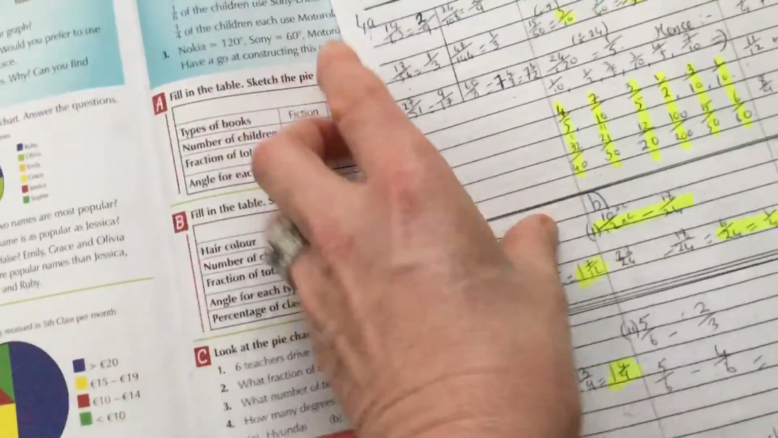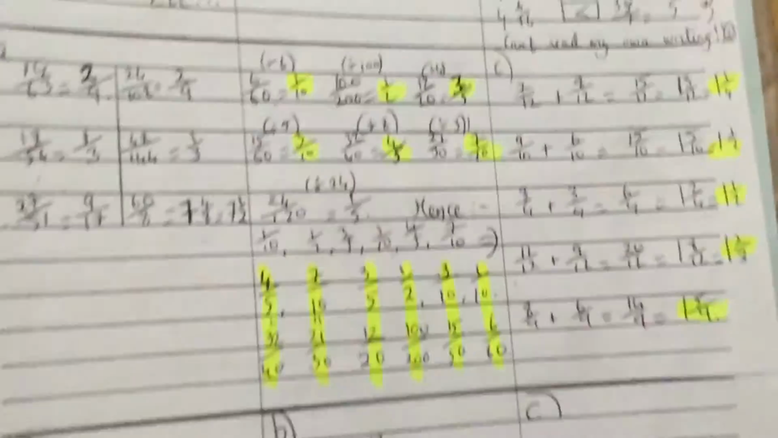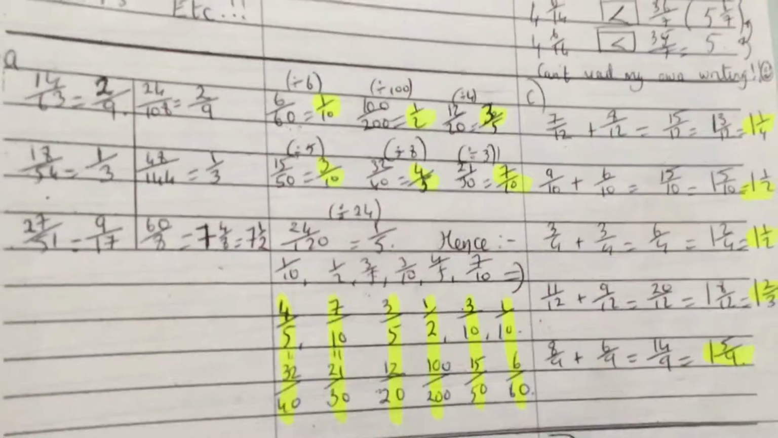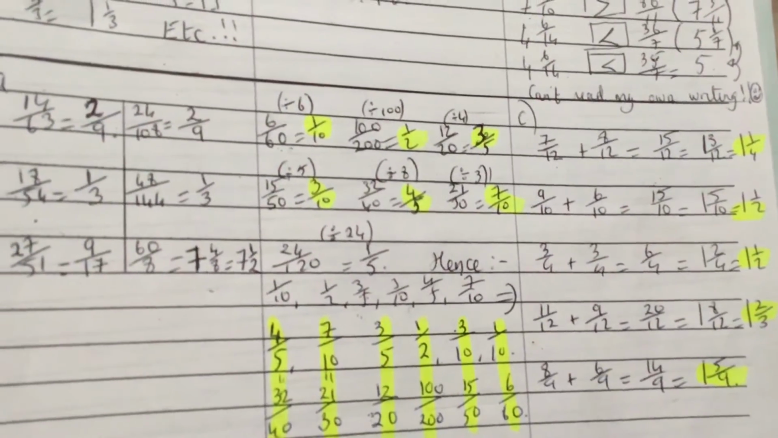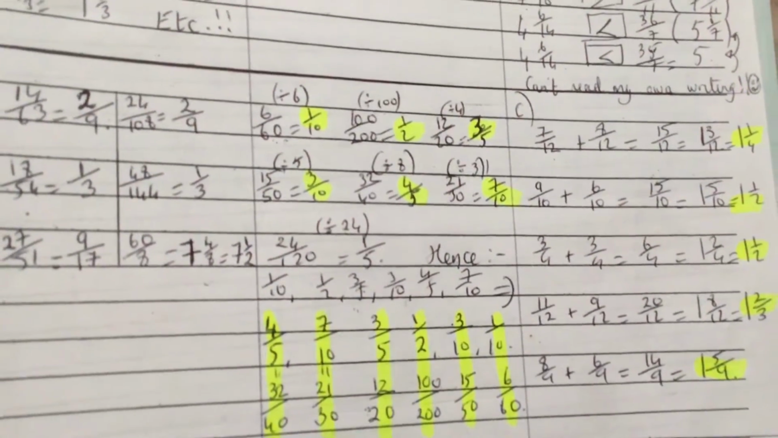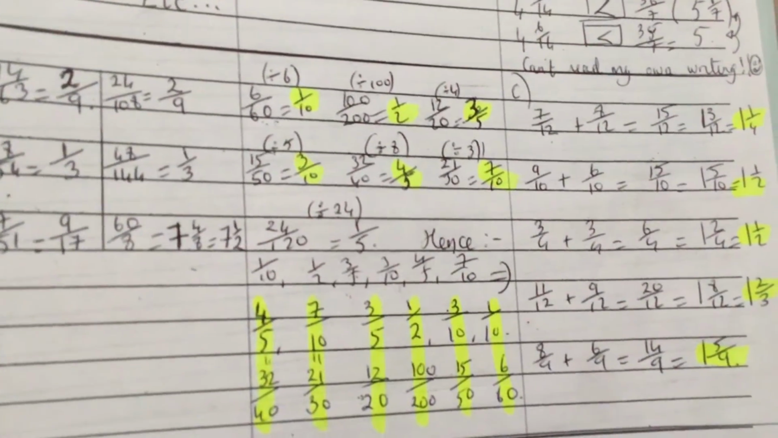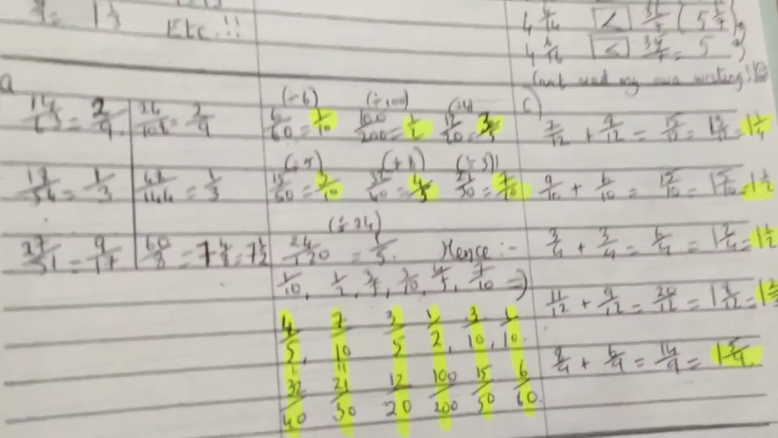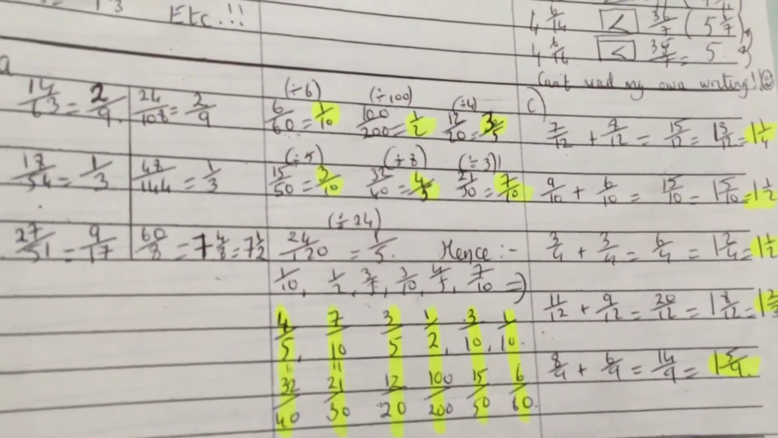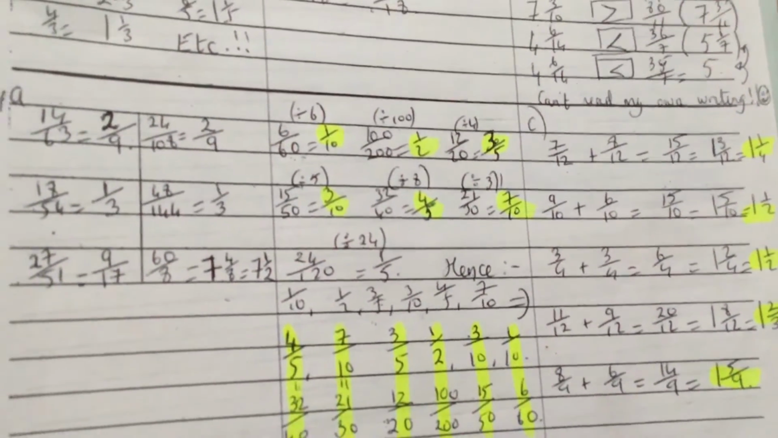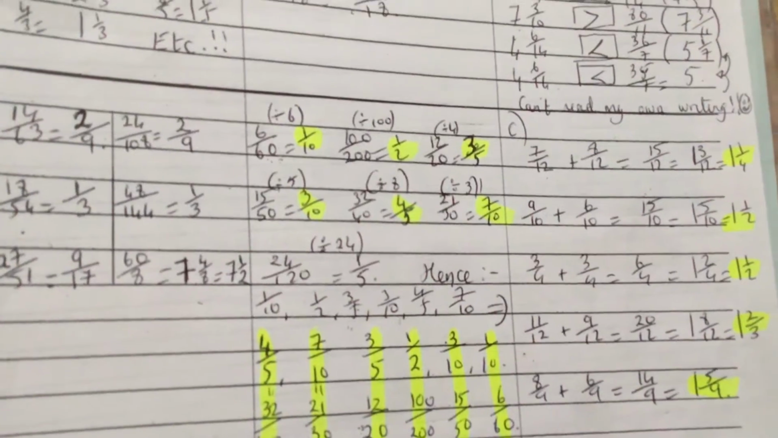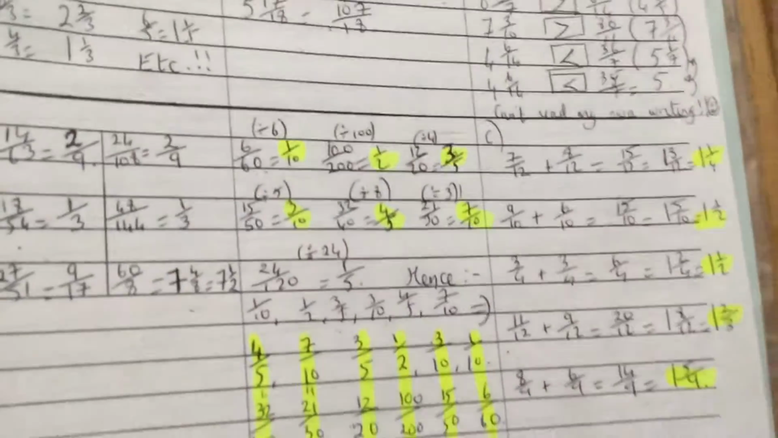So I want to refer back to yesterday, and I'm going to hone in on this sum. And we can see we have 6 tenths, 100 over 200, 12 over 20, 15 over 50, 32 over 40, and 21 over 30, and 24 over 120. And what I did, guys, I broke it down to their simplest form because it's easy to work with fractions if they're expressed in their simplest form.